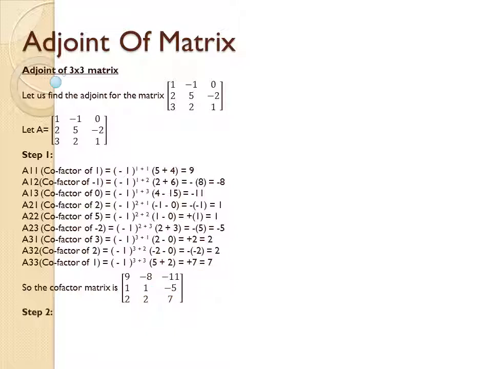So now there is step 2. The transpose of the cofactor matrix is basically your adjugate. So transpose means all the rows will become columns. So 9 -8 -11, this one is a row, so it will be written in a column: 9 -8 -11, then 1 1 -5, 2 2 7. So my adjoint is done. So it is also very simple, it is not very tough. You have seen, we have gone through a step by step approach.